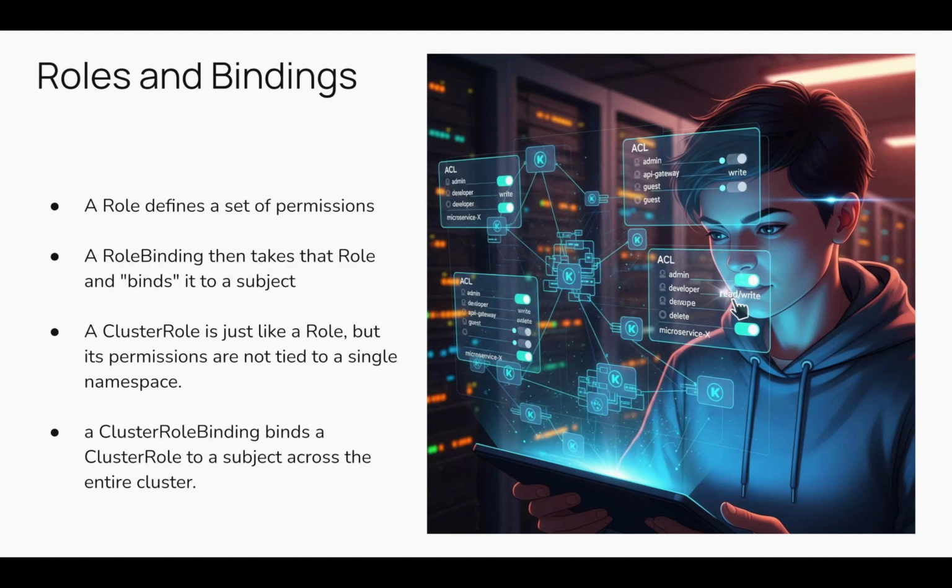Welcome back. Okay, so we have created our subject, user and service accounts in the previous topic. Now, how do we give them the permission? We do this using two pairs of API objects in Kubernetes, role and binding. Here's the breakdown.